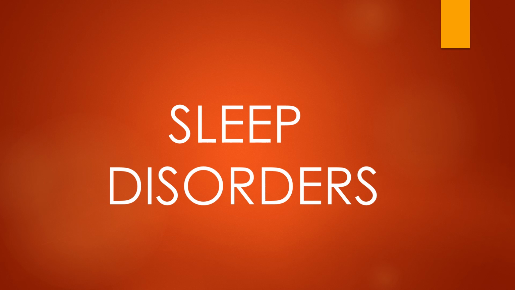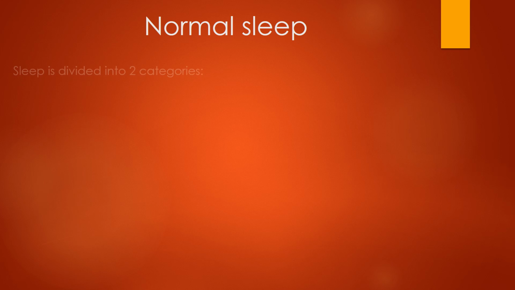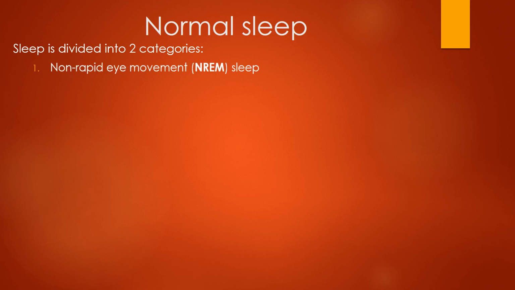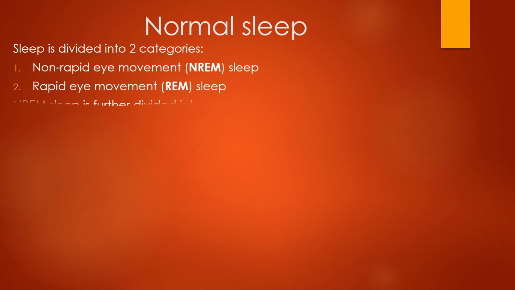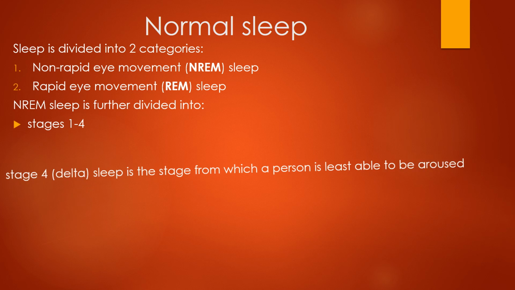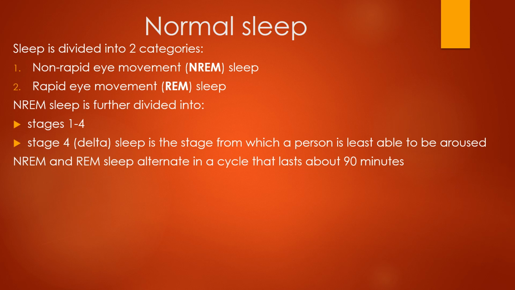We will now look at sleep disorders. Normal sleep is divided into two categories: non-rapid eye movement or NREM sleep and REM sleep. NREM sleep is further divided into stages 1 to 4, and NREM and REM sleep alternate in a cycle that lasts about 90 minutes. There are about 4 to 6 cycles per night.